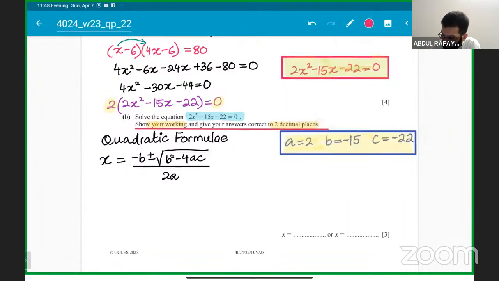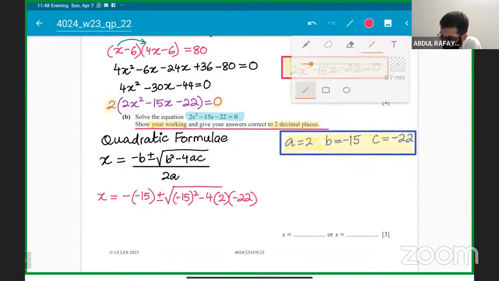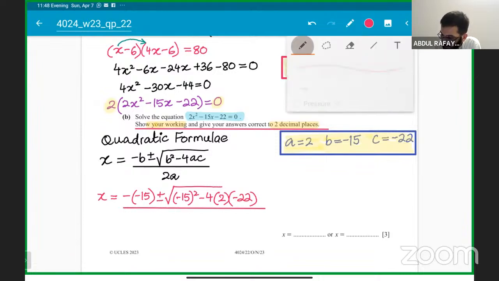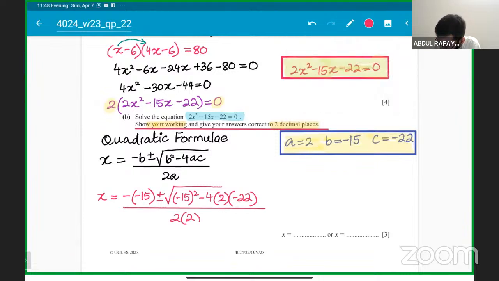Clear? So it will be, sir, x is equals to minus b, that will be minus minus 15, minus 15 plus minus square root of b square, which is minus 15 whole square, minus 4 times of a, that is 2, times of c, that is negative 22, and divided by 2 times of a, that is basically 2 times of 2, okay?